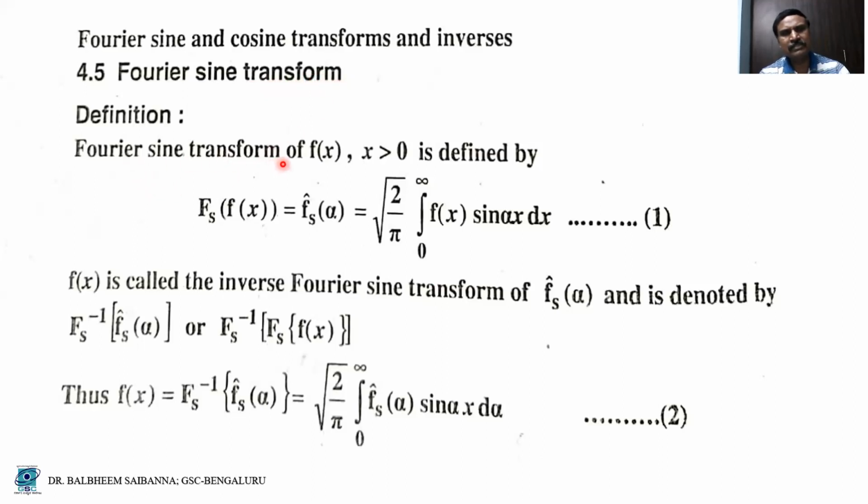The Fourier sine transformation of f of x, for x positive, is defined by, note, Fs of f of x. S means sine. Fs of f of x is equal to Fs cap alpha equals root of 2 by pi, integral 0 to infinity, f of x sine alpha x dx. This is equation 1. Here this f of x is called the inverse Fourier sine transform of Fs cap alpha.